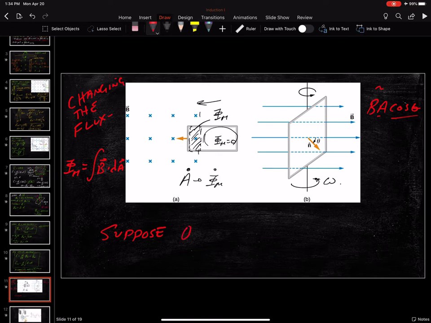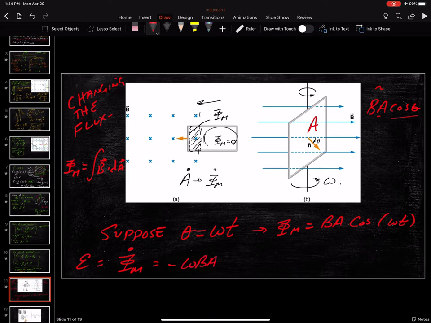In that case, your theta is just omega t. So, if your theta is omega t, then that means that your magnetic flux, if B and A are constant, so again, A is the size of this thing, would be BA cosine omega t. And so your EMF, the negative of the flux derivative, would be equal to minus omega BA sine omega t.